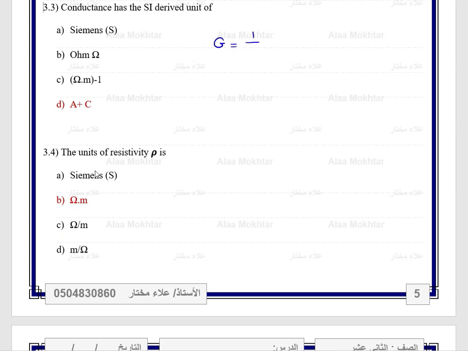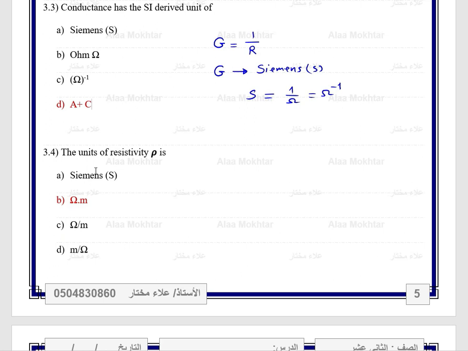Number 3, conductance. The SI derived unit of conductance is G. It equals 1 over R. The unit of G is Siemens, capital S, and it's also equivalent to ohm to the power of negative 1. So the conductance G is the inverse of R, the Siemens equals 1 over ohm, or ohm to the negative 1. The answer will be A is Siemens and C is ohm to the power of negative 1.